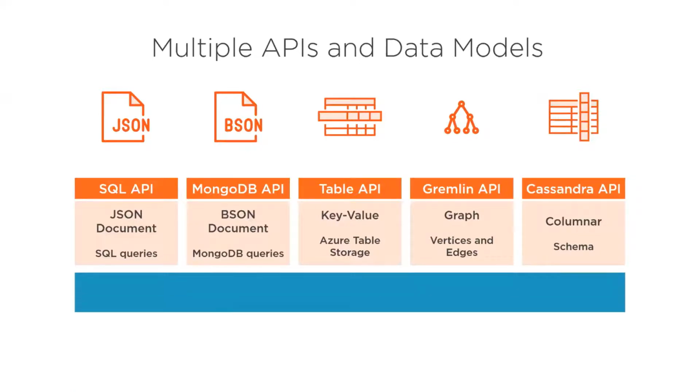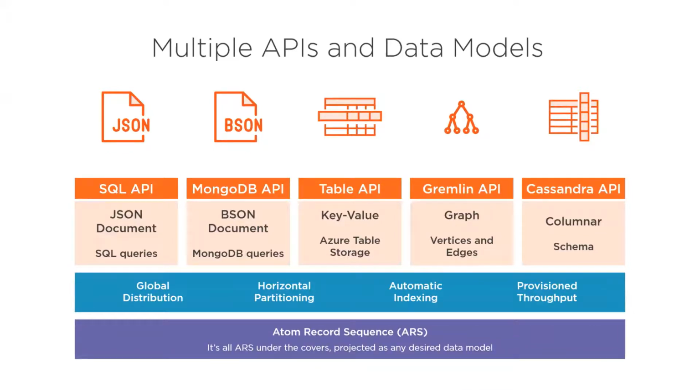Cosmos DB doesn't care because all of the fundamental concepts of global distribution, horizontal partitioning, automatic indexing, provisioned throughput, all of these core concepts are durable concepts that transcend whichever API or data model you choose to work with. And under the covers, it's all stored as ARS, which is just a common kind of key value store. So that might make you think that you should have interoperability between these APIs since they're all stored in the same format, but actually, because of impedance mismatch, you can't. I'm not going to get into that because I'm running low on time.